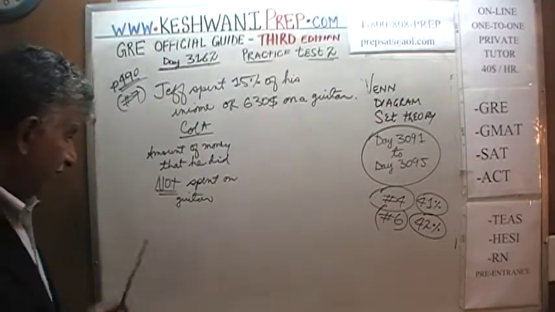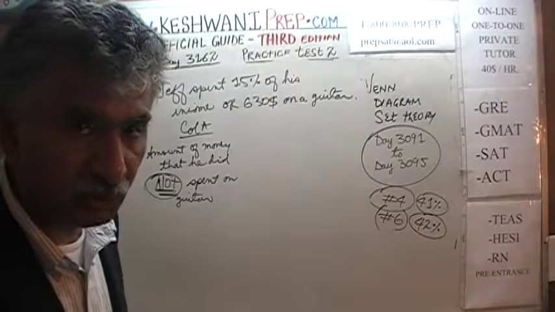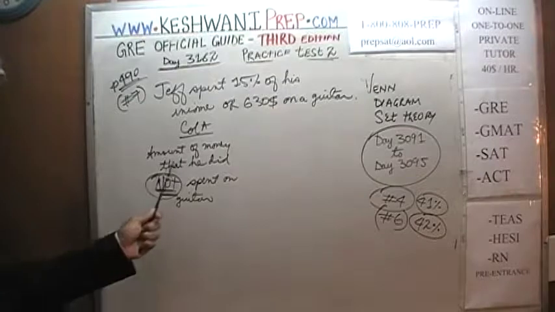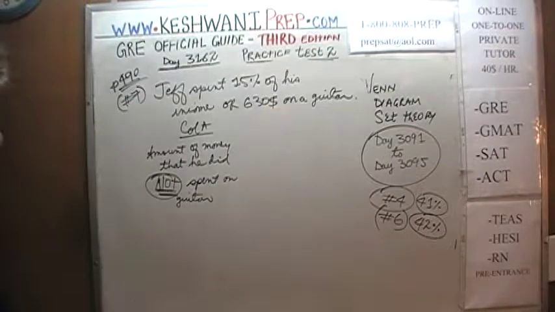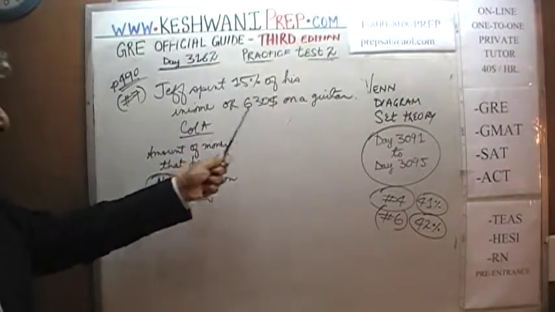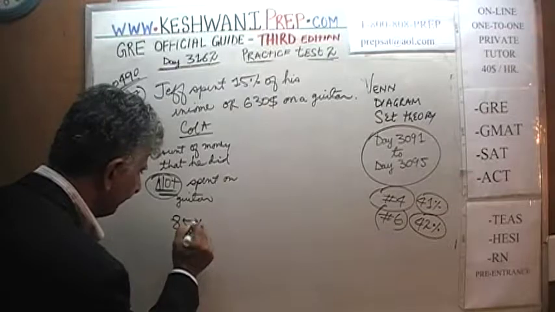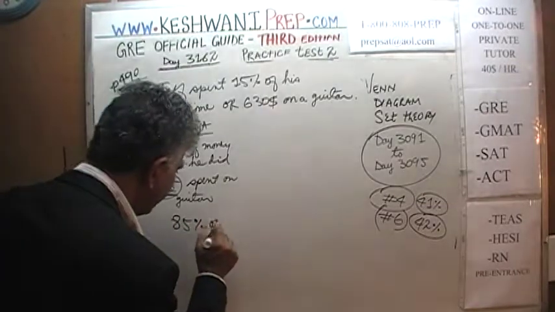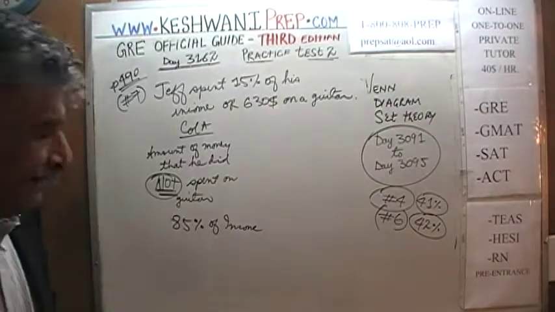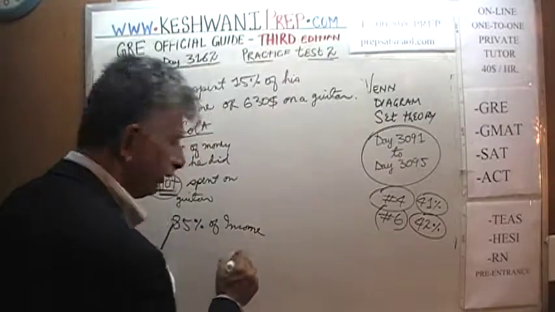And of course, in a real exam, they're not going to underline it and make it capital, and somebody is not going to stand next to you and shout in your ear. You just have to pay attention. So, the amount of money that he did not spend on guitar. Well, we know he spent 15% of his income on guitar. If he spent 15% on the guitar, he did not spend 85% of his income. We have to figure out what 85% of his income is. That's what goes in column A.